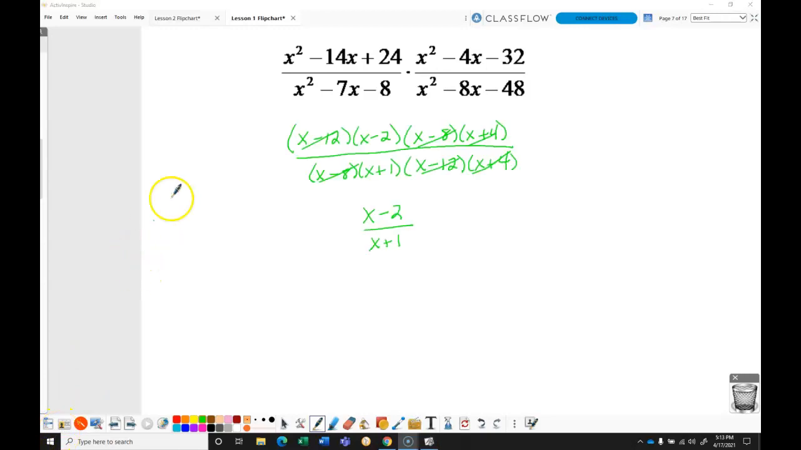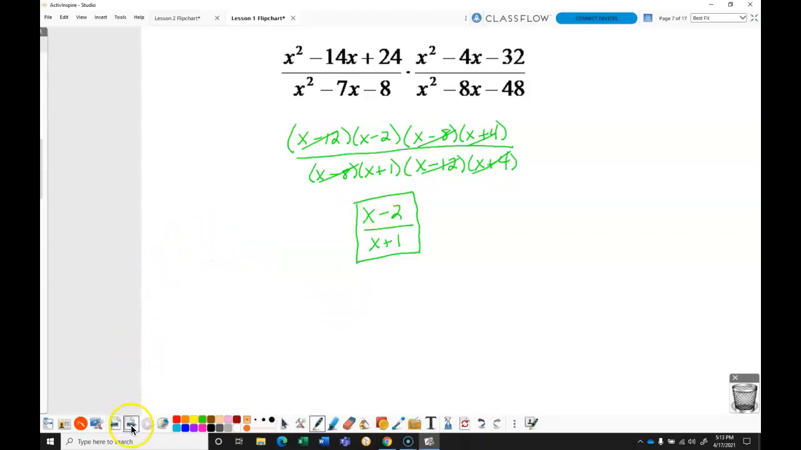Okay, here's your solution. So this first trinomial went to x minus 12 and x minus 2. This one went to x minus 8 and x plus 4. The first denominator went to x minus 8 and x plus 1. The second denominator became x minus 12 and x plus 4. Then all of a sudden I got to start canceling some stuff out. I had matching x plus 4s, matching x minus 12s, and matching x minus 8s. So really, it all came down to x minus 2 over x plus 1.